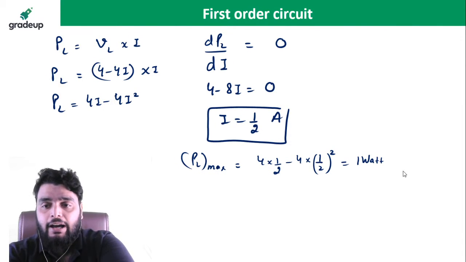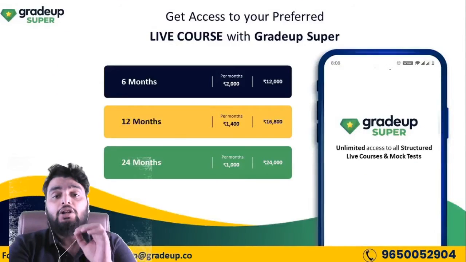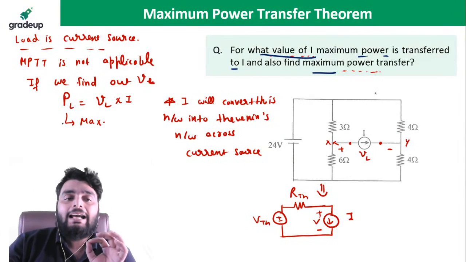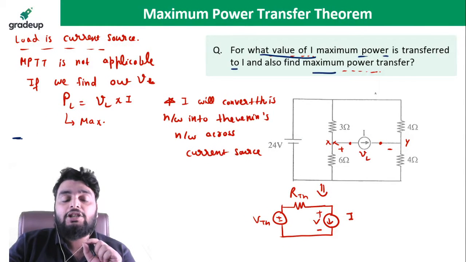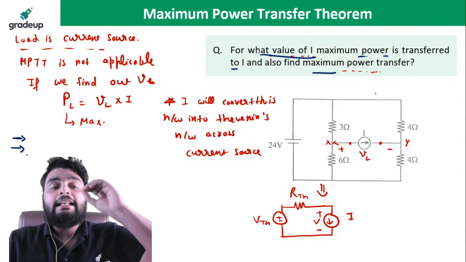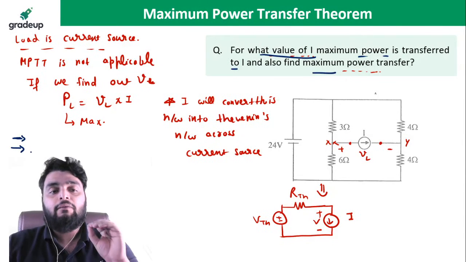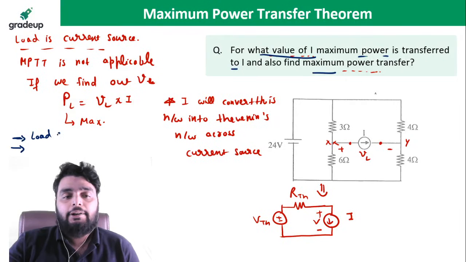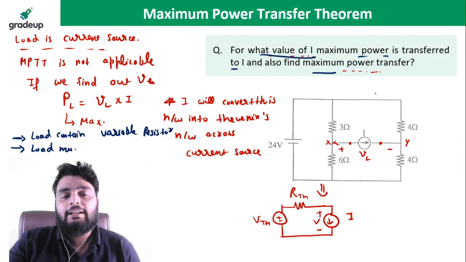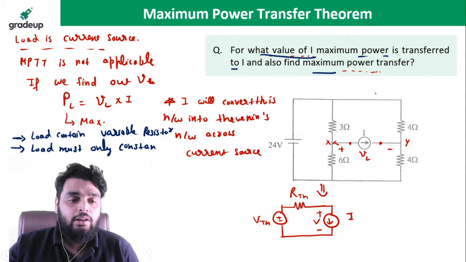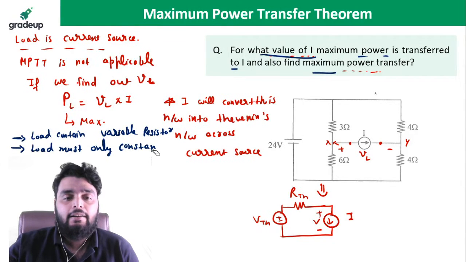Revis Danduri is asking why we are not using the maximum power transfer theorem here. So listen very carefully again, beta. To apply the maximum power theorem, I gave you 2 conditions. If these 2 conditions are satisfied, then only you can apply the maximum power theorem. First condition, the load contains a variable resistor. Second, the load must only contain a resistor, meaning with the load, you don't have any other element connected to it.